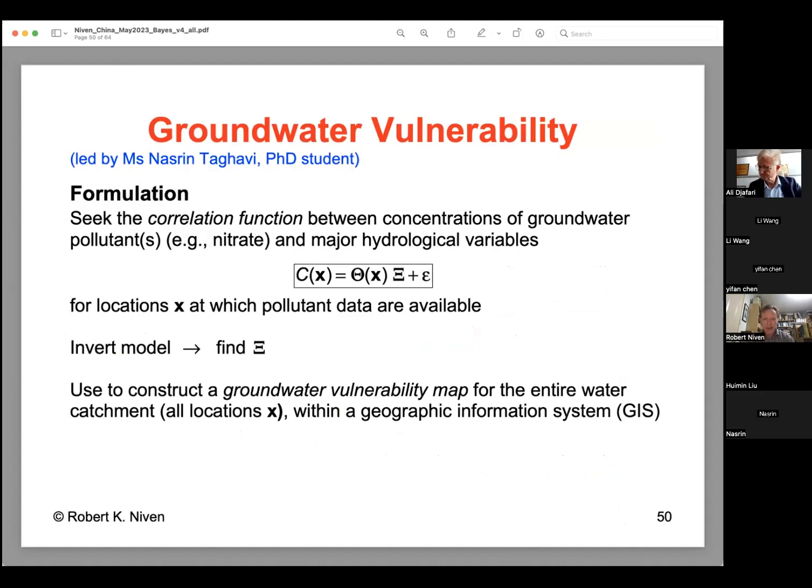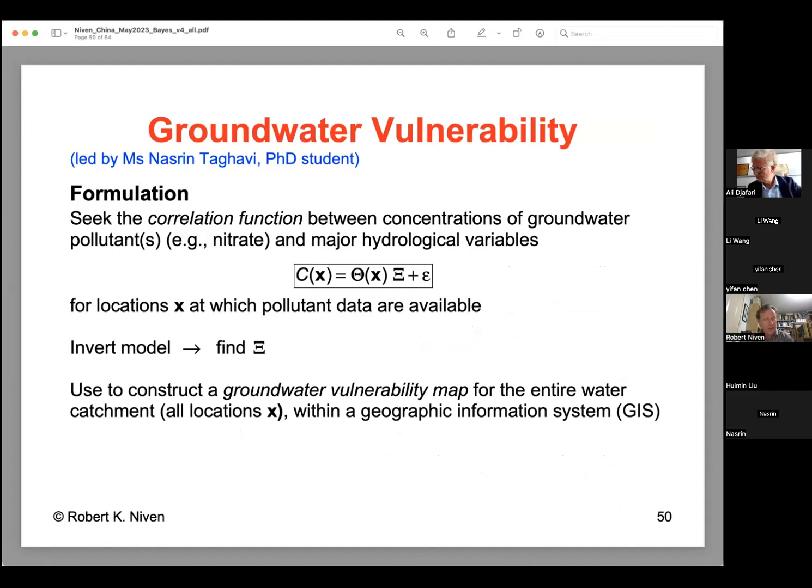So finally, an example of groundwater vulnerability. And this has been led by my PhD student, Nazrin Tagavi, who's here in the audience, and you can ask her many questions about this work.